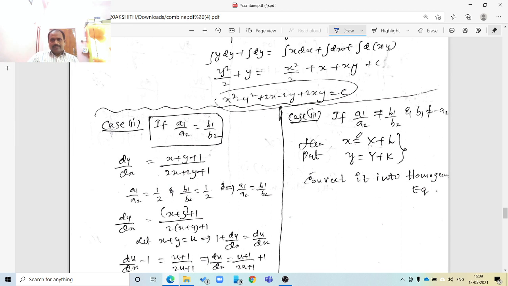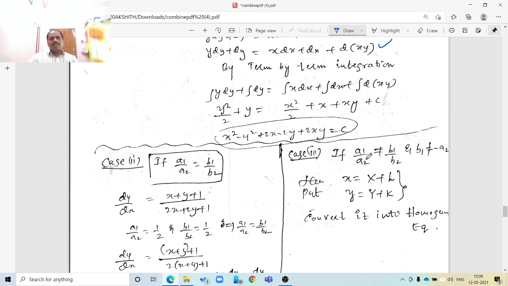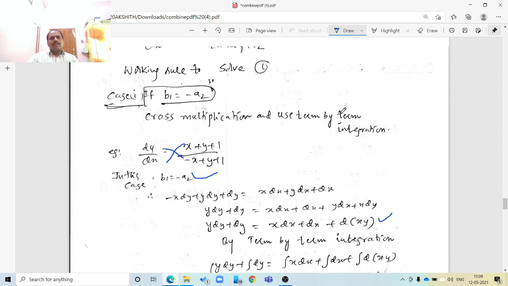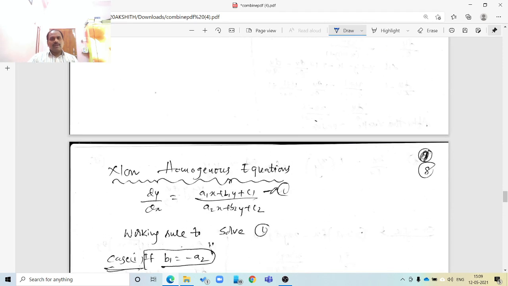Next, if the first case has failed, that means b1 is not equal to minus a2 and a1 by a2 is not equal to b1 by b2, then the process is you have to take x is equal to x plus h, y is equal to y plus k. You substitute x is equal to x plus h, y is equal to y plus k in the given differential equation.